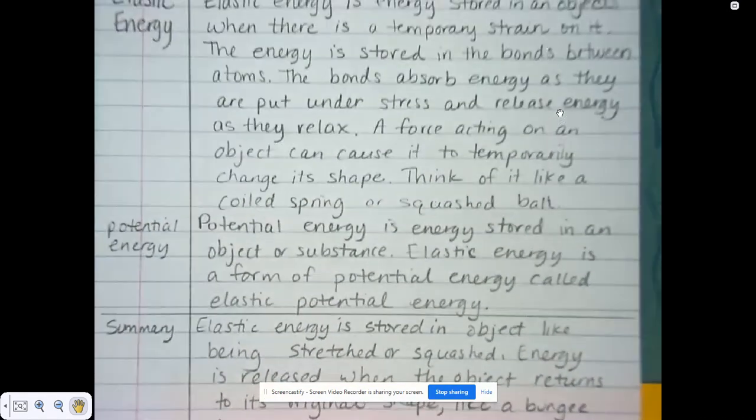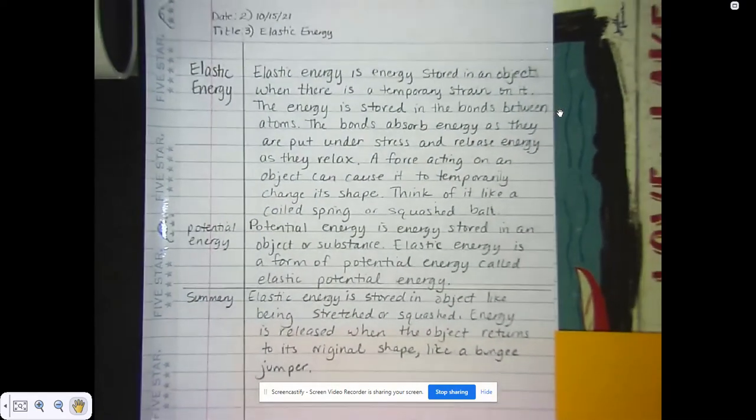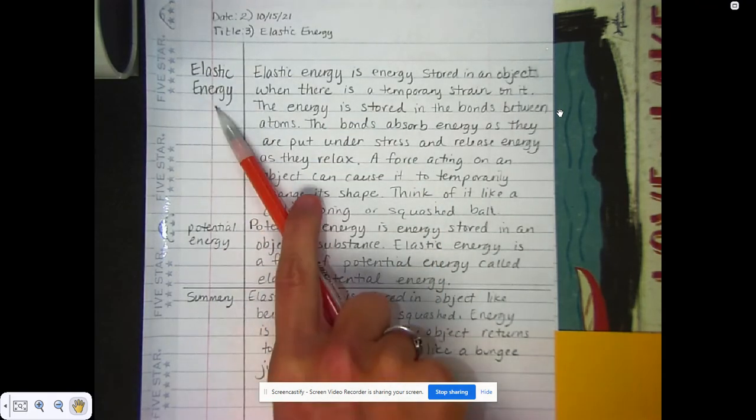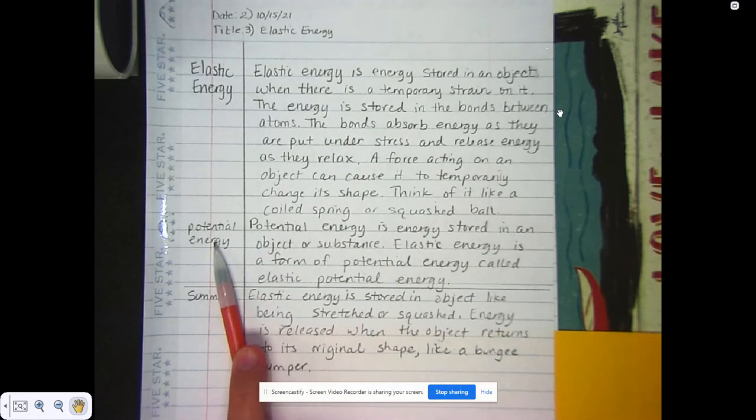So this was someone else who did this elastic energy article. I just copied it so you wouldn't see who it was. They put down Cornell notes, right? So here they have elastic energy. They have a definition somewhere in there. They have potential energy, just like we had, and they have a summary.